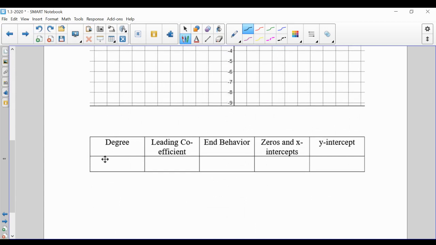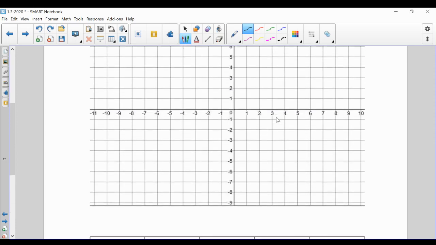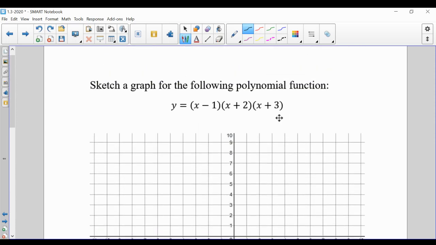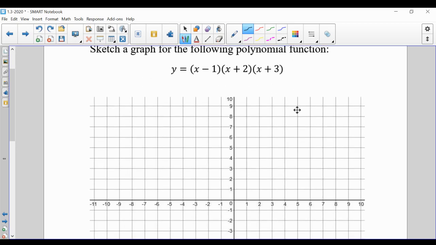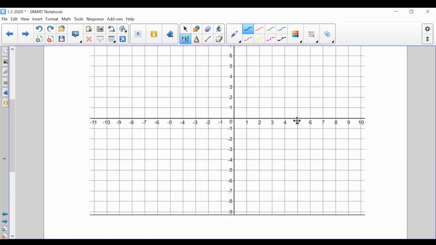We're going to get the degree of the graph, the leading coefficient, the end behavior, the zeros, and the y-intercept. All right? So before we sketch the graph, we're going to answer all of those questions. Okay, let's start off with, let me show you again the table. Let's start off with the degree of the function.